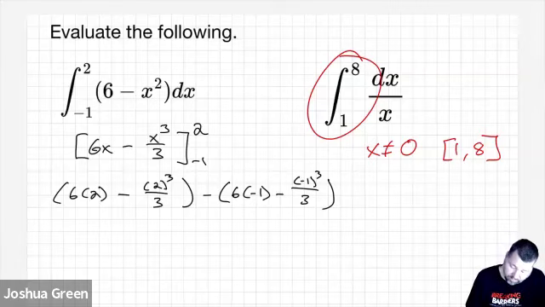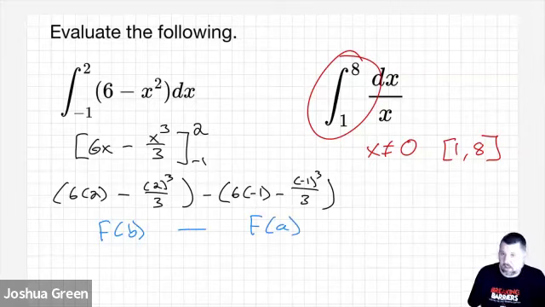So at that point, we have our F of b minus our F of a. And it's just about using order of operations to finish. Okay. Any questions before I finish this one?